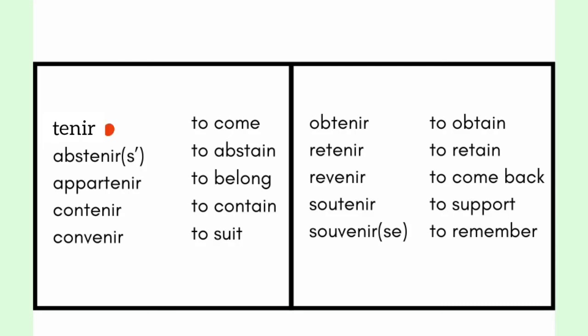The first one is tenir, which means to hold. Next is abstenir, which means to abstain. Then appartenir, to belong. Contenir is to contain. Convenir is to suit. Obtenir is to obtain. Retenir is to retain. Soutenir is to support. And there are few more verbs which take the conjugation like venir.